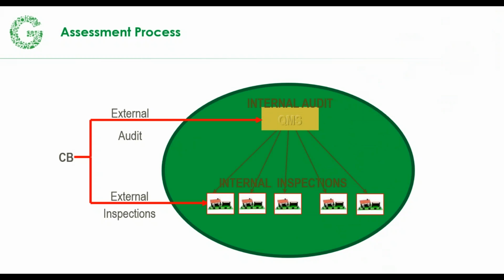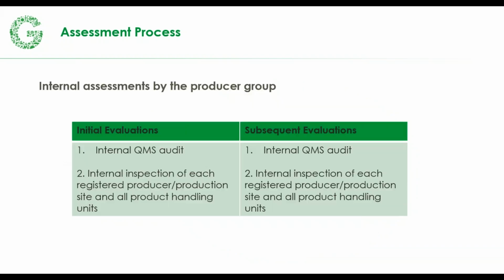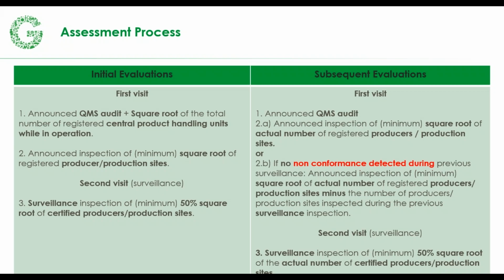A little bit about the assessment process. It looks basically like this. You have an internal audit of the QMS. This is done by the internal auditor, and then there are internal inspections that are conducted by the internal inspector as well. You have an external audit of the QMS, as well as external inspections of a sample of the producers. For those of you that would like that in writing, it's the same exact thing. So you have the internal audit and then the initial site inspections. Every year for the internal audit and internal inspection, it is the same. So all of the QMS and all of the producers would be evaluated by the internal system.